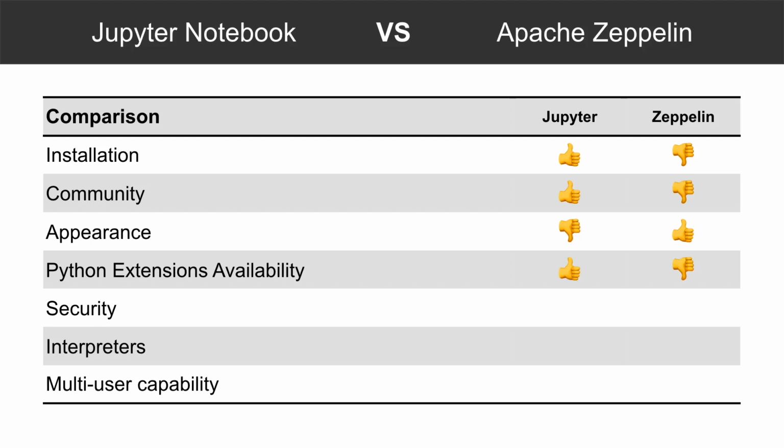We need security when a lot of people are accessing our notebook server. Jupyter clearly has no security, but Zeppelin has flexible security configuration. So Zeppelin wins this one. Zeppelin comes with many interpreters including Spark, Angular, Python, Pig, Groovy, Elasticsearch, and many others. Jupyter can provide a multi-user environment, but for that we need to install JupyterHub. Zeppelin supports multi-user configurations by default. So here was a quick comparison between Jupyter and Apache Zeppelin.